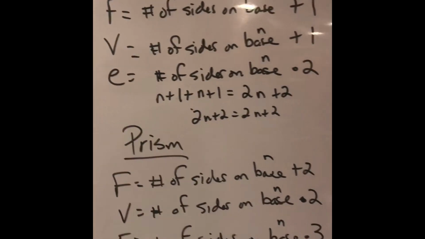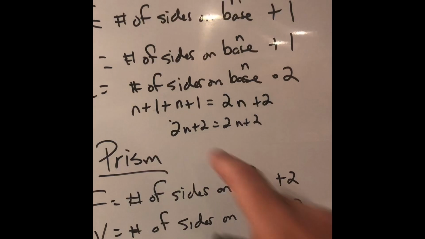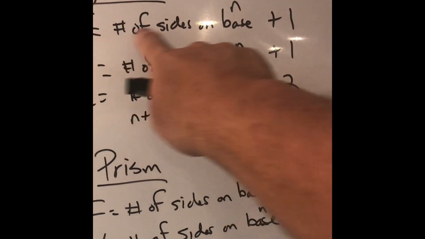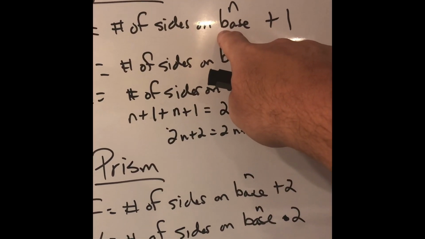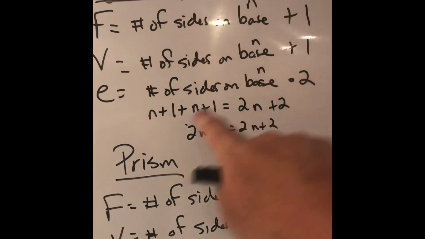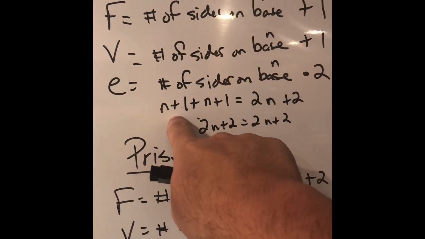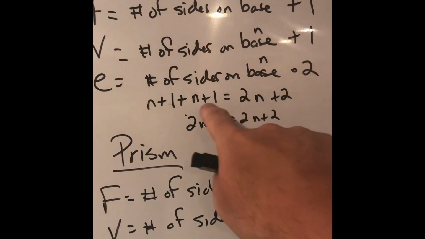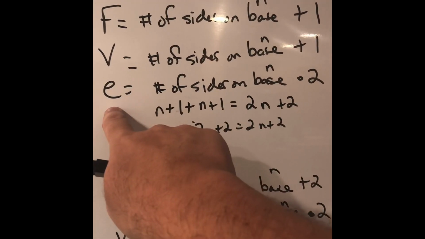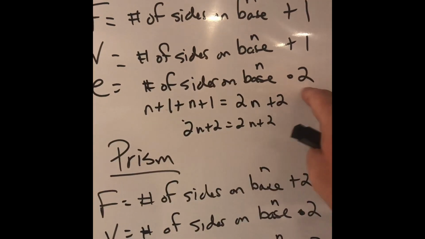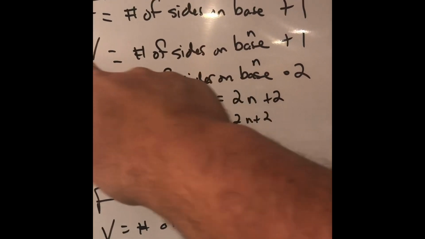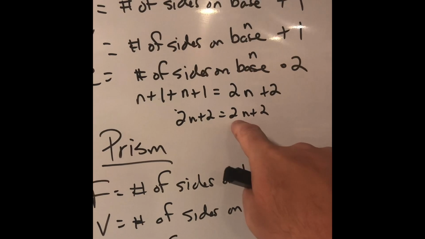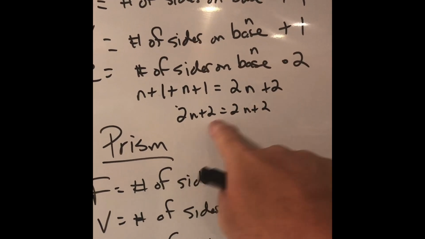And what I did was I put that in the Euler's theorem to show you how it works. For instance, if we made the number of sides on the base n, for faces, that would be n plus 1. So there's my n plus 1. Remember, F plus V, n plus 1 plus n plus 1, should equal edges times 2, which is 2n. And then remember, it's E plus 2 on the right. So that's 2n plus 2. So notice how they work out.